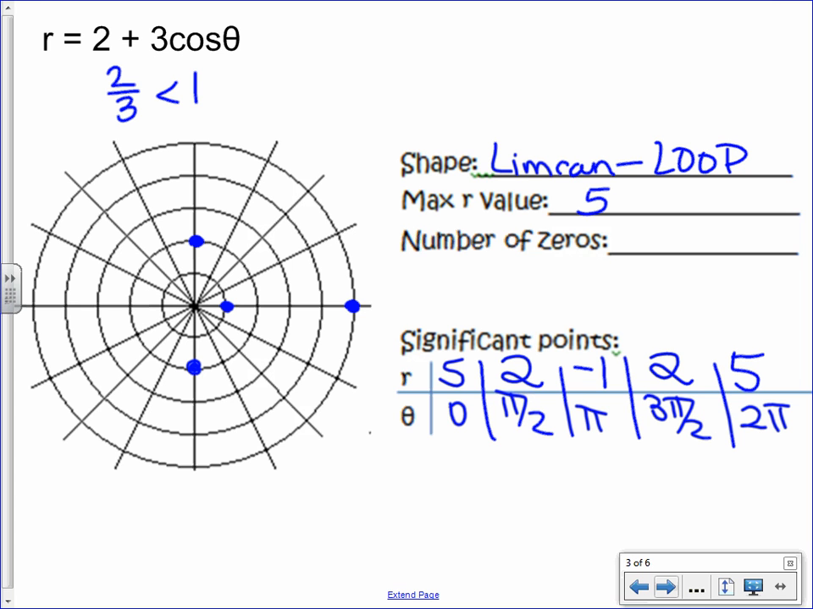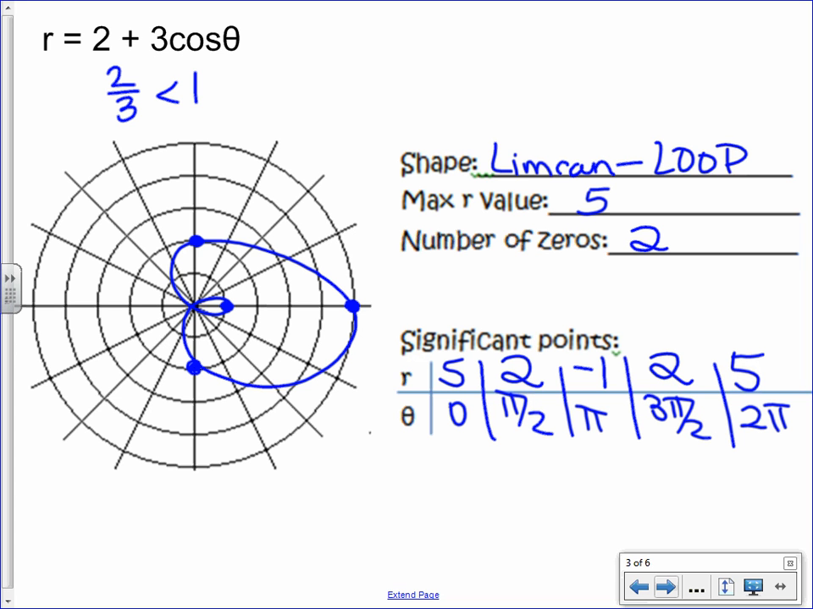Okay? Does the loop go through the pole? Yes. If you have everything on here and you do not draw this loop through the pole, you will be docked points. Okay? So as we draw this, count with me how many times we go through the pole. It's 2, right? You had a rhythm going, it's okay.